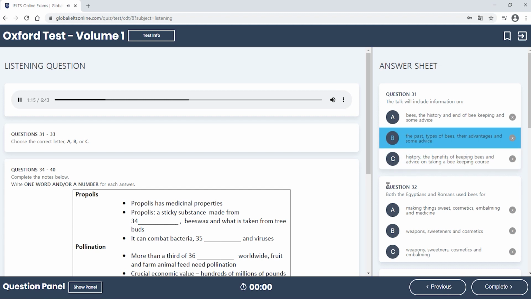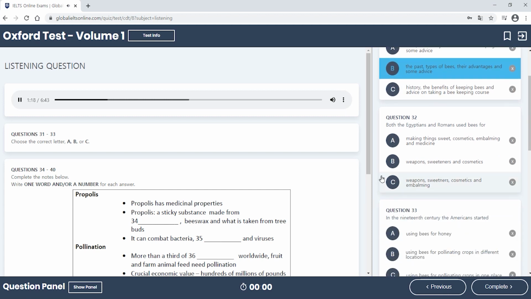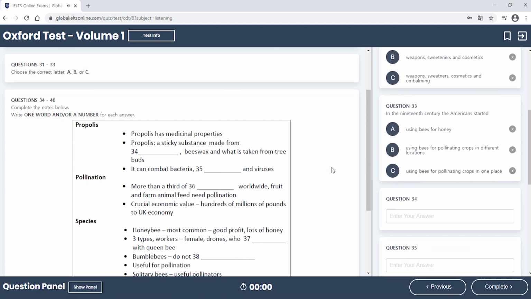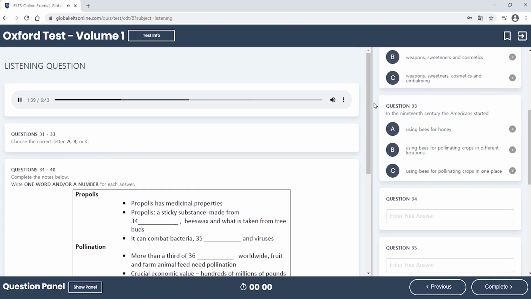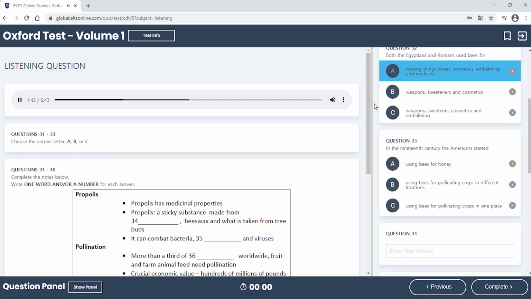So, to start with, did you know that bees were used way back in Egyptian and Roman times? Both the Egyptians and the Romans took advantage of bees for sweeteners and for medicinal purposes, and the beeswax was used for cosmetics and embalming. What's really interesting, though, is that the Romans used it as a type of weapon with poisonous honey catapults. The Americans started using bees to pollinate plants and crops by moving them around in the 19th century. So why are bees so vital? The medicinal properties of propolis, the sticky substance produced by bees, which is a mixture of saliva.